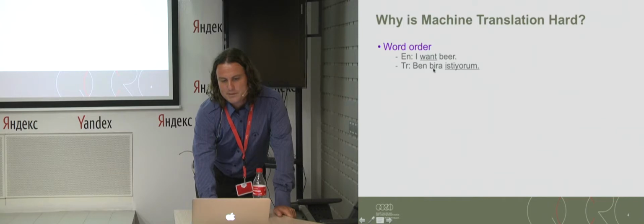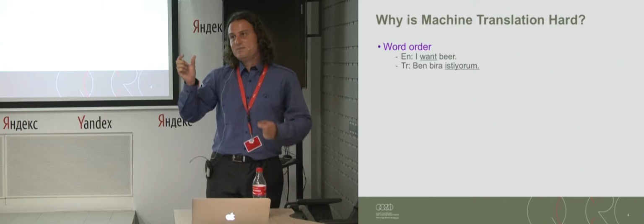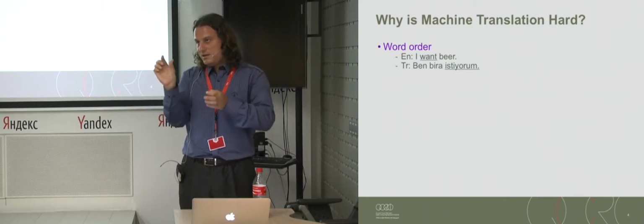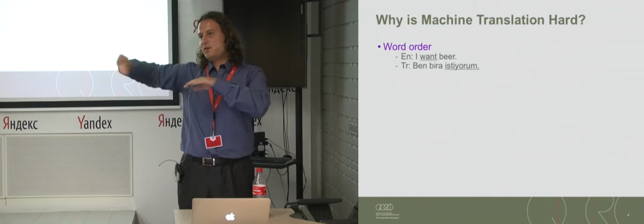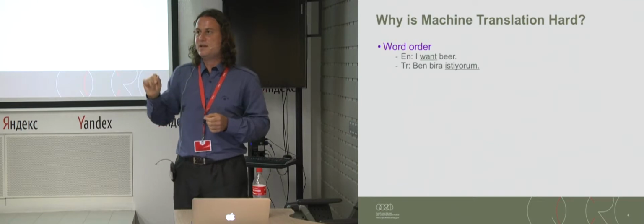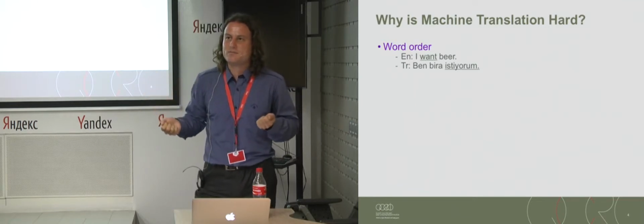So you have ben, beer, bira, istiyorum. So you have like, you know, I, beer, want. That's the general word order, okay? And this is hard for phrase-based systems because there can be a lot of material in between. This is not necessarily local. When the verb is at the end, there can be many, many words in between, and you cannot capture this easily. That's why you want syntactic systems, right?